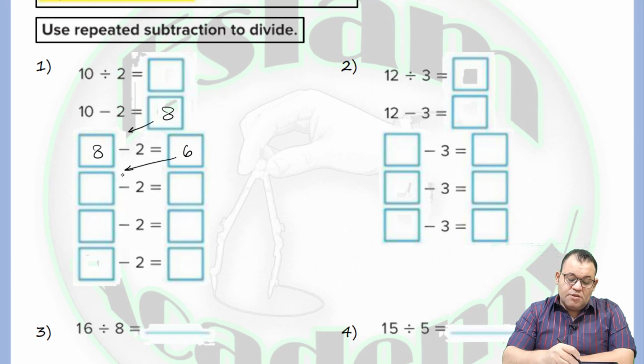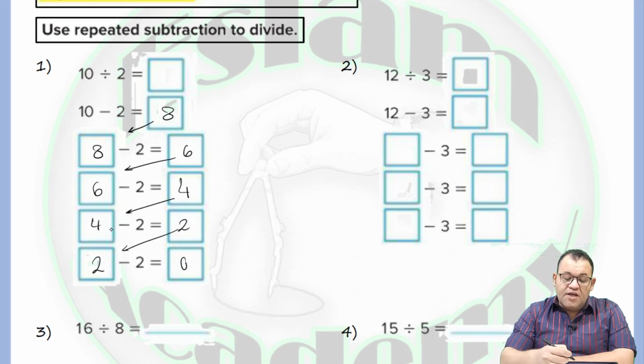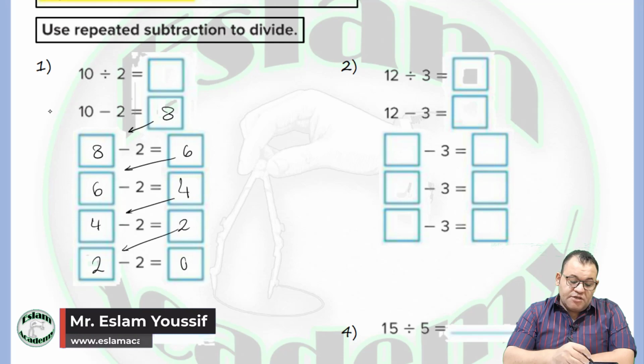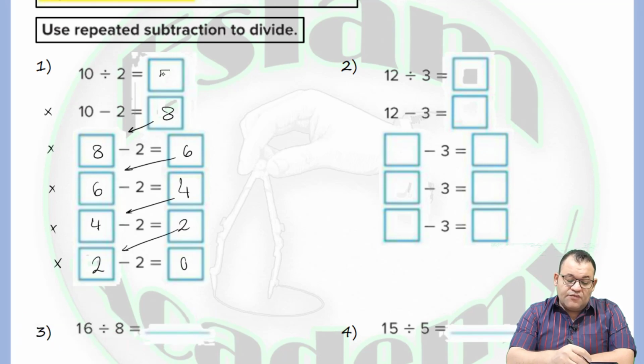Again we use 6. So it will be 6 minus 2, which equals 4. Then we use the last number and subtract 2 again. I divide by 2, so each time I will subtract 2. So again I will use 4, so 4 minus 2 equals 2. Then 2 minus 2 equals 0. You will find that we repeat the subtraction 1, 2, 3, 4, 5 times. It means 10 divided by 2 equals 5.